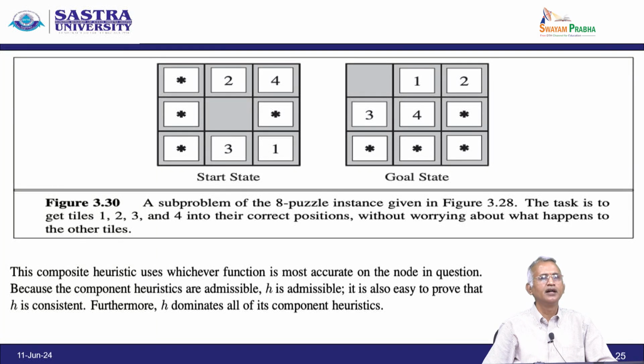Consider the 8 puzzle instances. The task is to get the tiles 1, 2, 3 and 4 into their correct positions, without worrying about what happens to the other tiles. This composite heuristic uses whichever function is most accurate on the node in question. Because the component heuristics are admissible, H is admissible. It is also easy to prove that H is consistent. Further, H dominates all of its component heuristics.